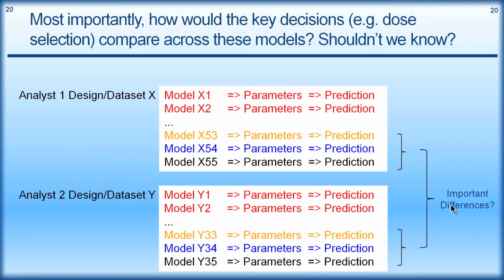And the key question at the decision point of view is, are these important differences? If we look at the results across these 6 or so different models, and they all look very similar, and the dose selection looks very similar, we don't need to worry about trying to differentiate which model is the best one. But if they're giving different results, it's important that we know that.